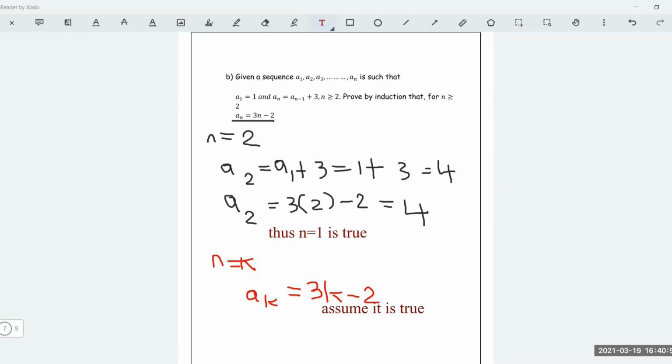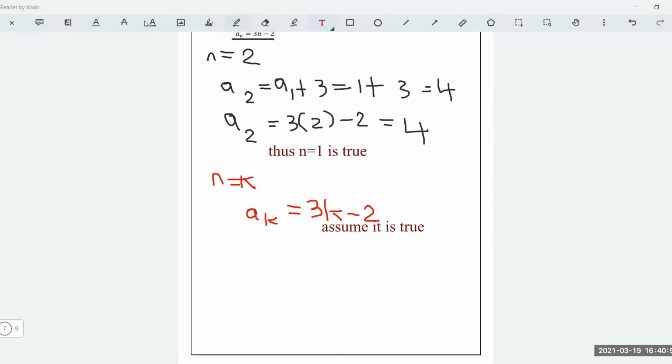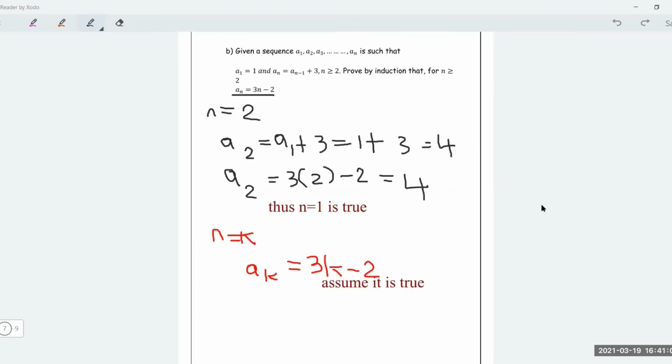Nice. Then let's look at the final stage, the big boy stage, for n equal K plus 1. You're going to plug it into the recurrence relation formula. In the recurrence relation formula, n equal K plus 1 will give us AK plus 1. AK plus 1 is equal to AK plus 3. Nice, that's what we get right there.